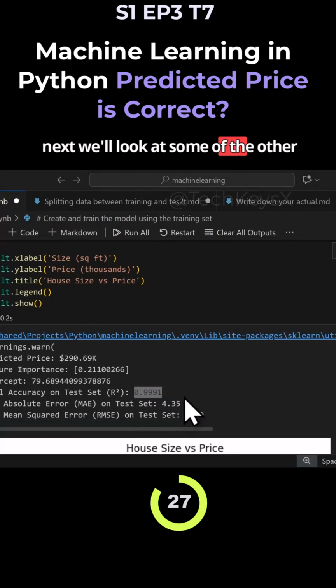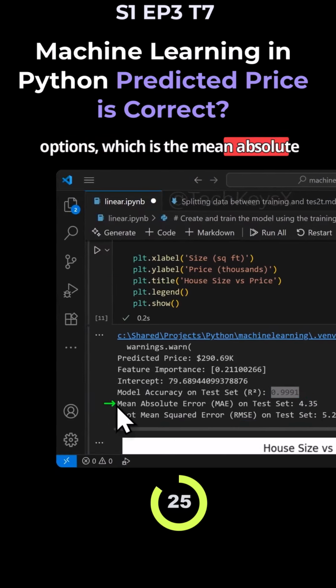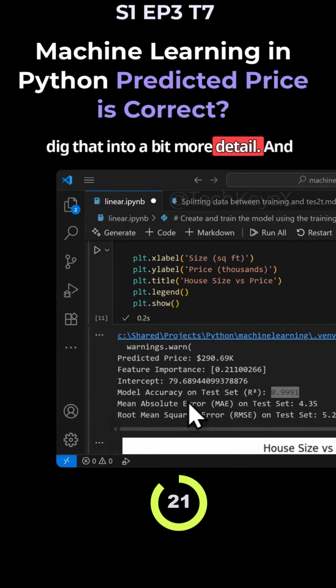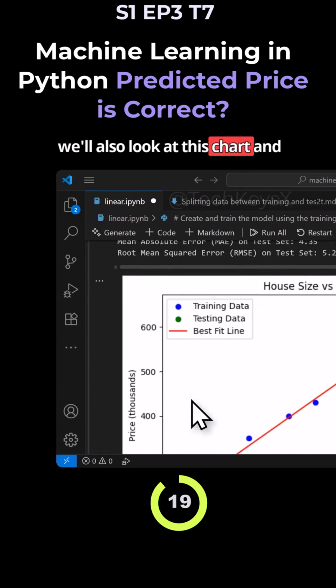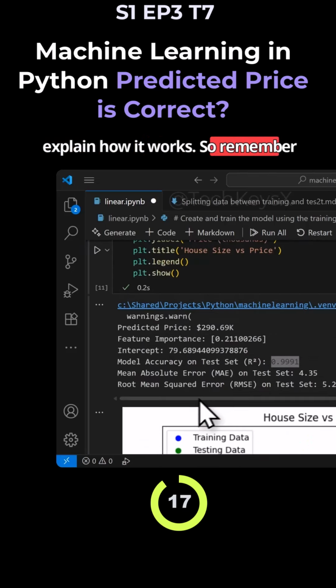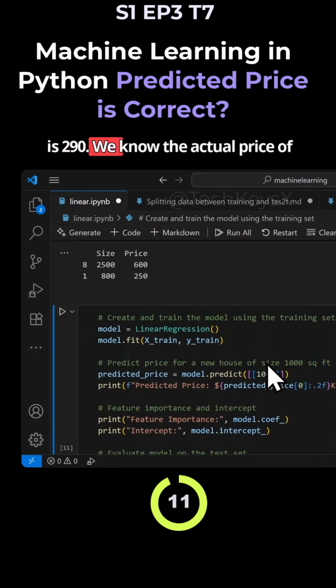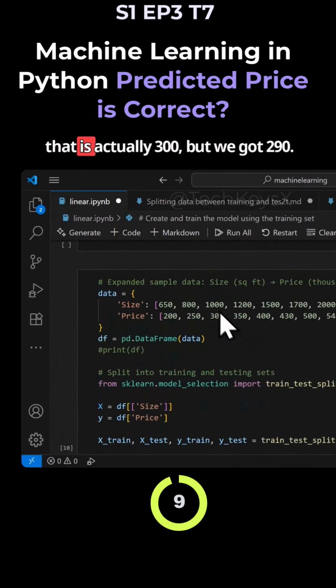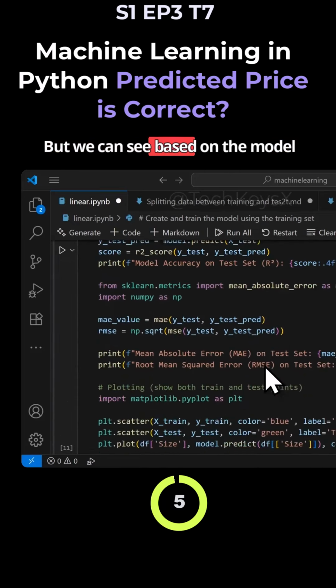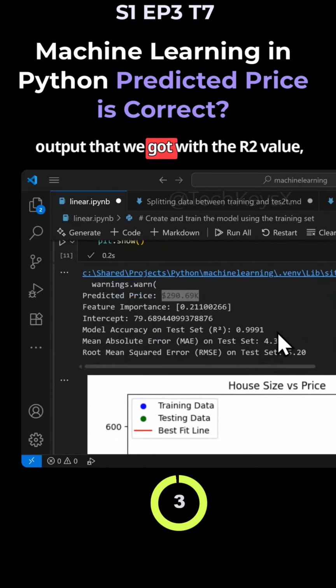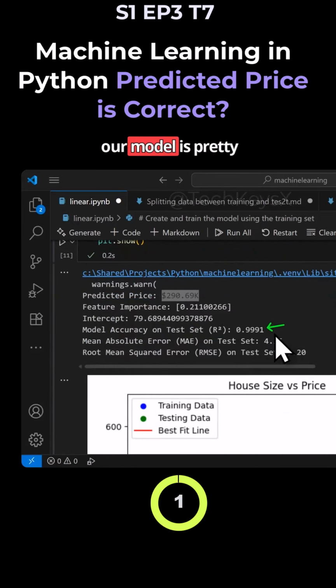And next we'll look at some of the other options, which is the mean absolute error and root mean squared, to dig into that in a bit more detail. And we'll also look at this chart and explain how it works. So remember, the house price that we got here, which is predicted based on 1000, is 290. We know the actual price of that is 300, but we got 290. But we can see, based on the model output that we got with the R2 value, our model is pretty accurate.